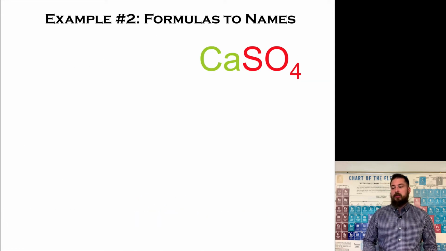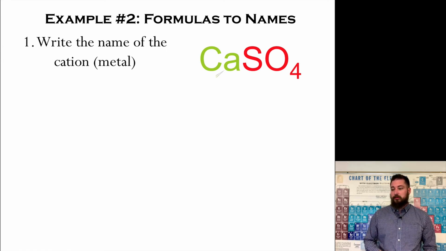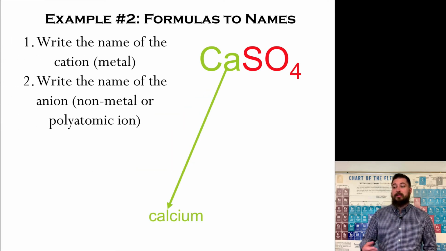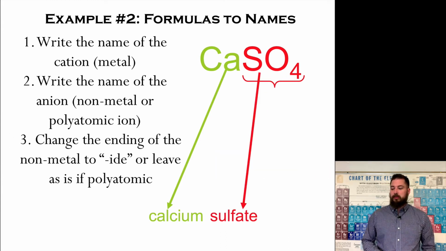All right. This one, again, has more than 2 types of atoms. So that means there's a polyatomic ion in there. The polyatomic ion happens to be SO4. And so what you do is you name the first one, which is calcium. Okay. And then this SO4, if you look in your booklet, is sulfate. And there it is.